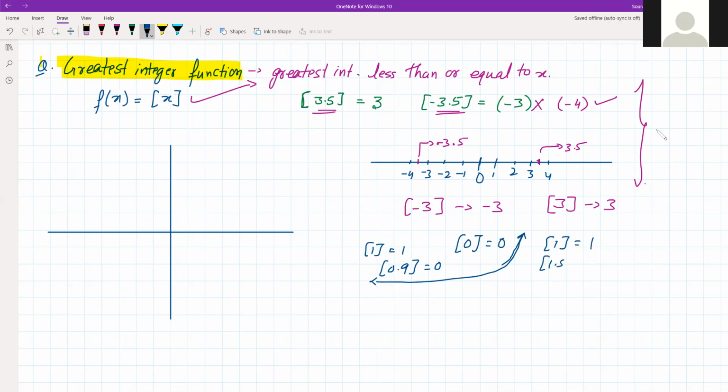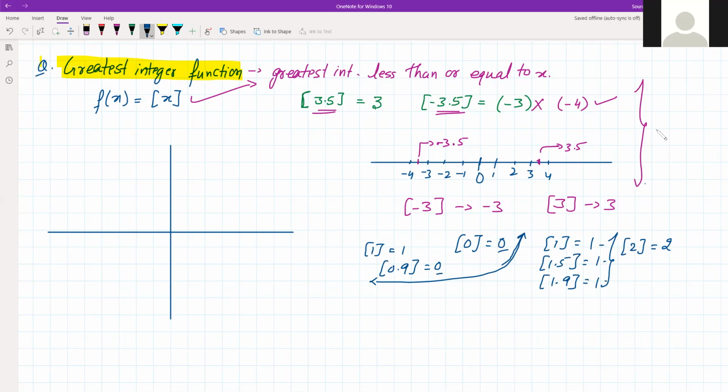At 1.5 it will be equal to 1. At 1.9 it will be equal to 1. But as soon as you reach 2, it will become 2. So from integer to integer, it is actually all constant values. That is, either all will be 0, or all will be 1, or all will be 2, like this.